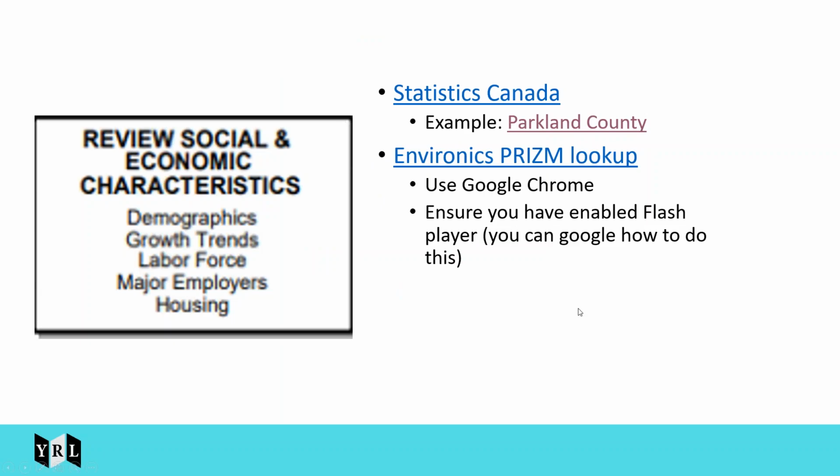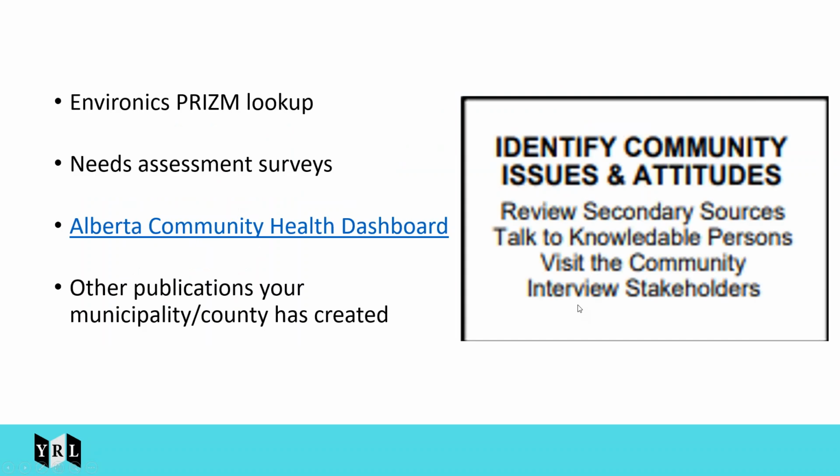Current slide. Okay. So we'll go on to the next part of the community profile. So the next part would be identify community issues and attitudes. You're going to know some of this information, especially if you live in the community or if you've worked there for a long time. But again, the Prism lookup that we just saw gives you some ideas about attitudes in the community, needs assessment surveys from previous plans of service. You might find information there. And then I'll just mention this, other publications your municipality or county has created.